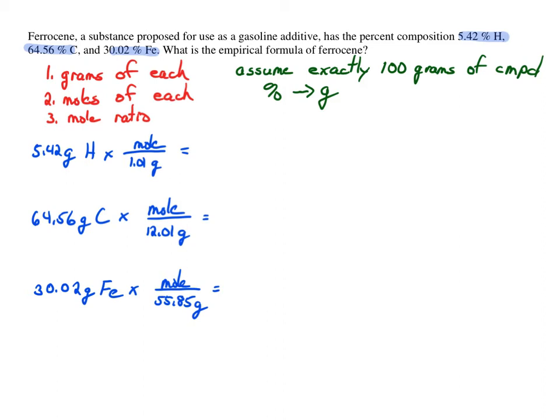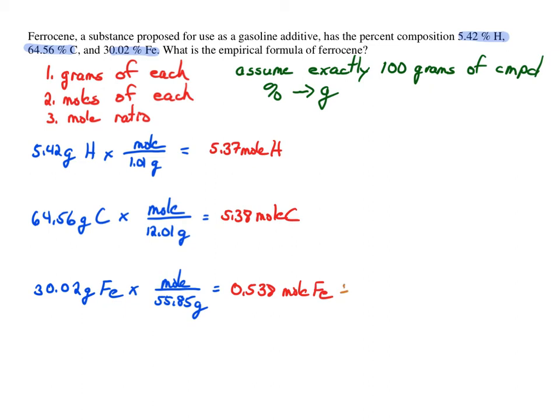That results in 5.37 moles of hydrogen, 5.38 moles of carbon, and 0.538 moles of iron. It looks like we have 10 times as much iron as we do carbon and hydrogen. But let's go through the process.